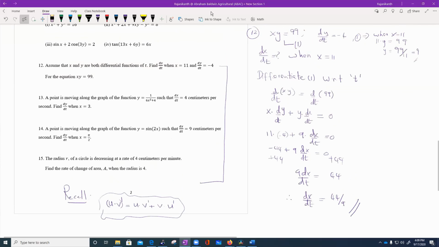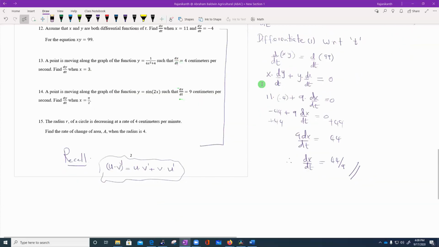So all the problems are of a similar type, right? So look at problem number 13. A point is moving along the graph of the function y equals 1 over 6x squared plus 4, such that the rate of change of the variable x is 4 centimeters per second. Find dy over dt when x is 3. A similar sort of procedure, right?